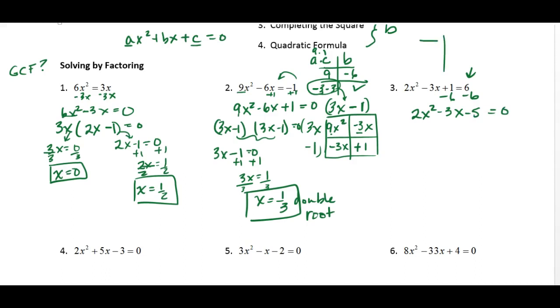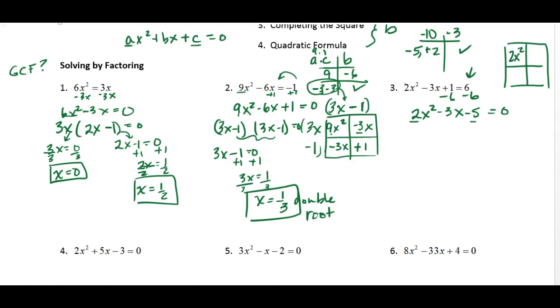All right, so think of your table. A times c, so look at your 2 times negative 5, is negative 10. And it has to add to b, which is negative 3. Two numbers that multiply to negative 10 yet add to be negative 3 would be a positive 5 and a negative 5 and a positive 2. Those would add up to negative 3. So those work. All right, so then I build my little table.